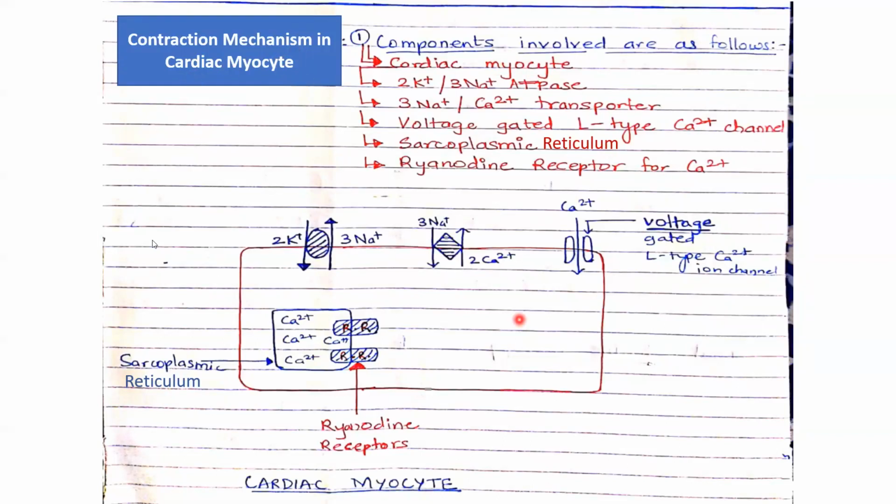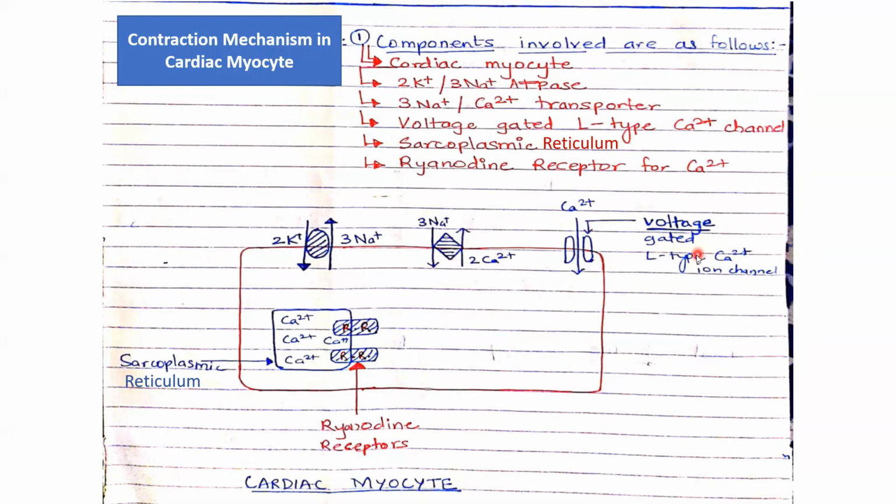This is your cardiac myocyte. Which components do you need to know here? One is the Na plus, K plus ATPase pump. If you see, it is allowing potassium entry inside the cell and sodium is going out. Then second is the sodium calcium exchanger. As the name indicates, it is an antiporter or exchanger wherein sodium comes in and calcium goes out.